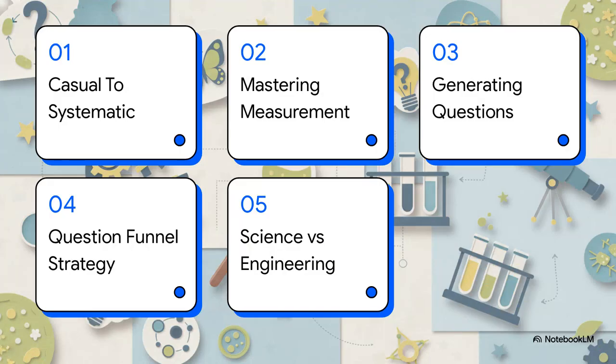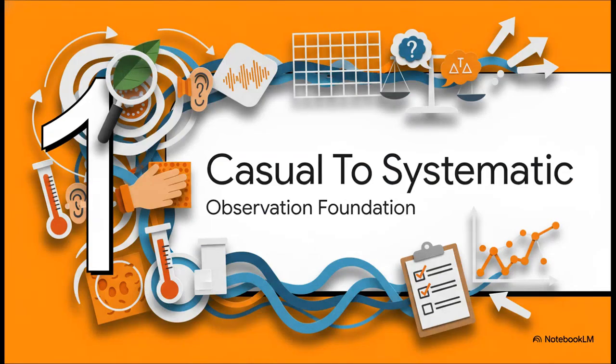Here is the roadmap for our explainer today. 1. From casual to systematic. 2. Mastering scientific measurement. 3. Generating testable questions. 4. The question funnel strategy. And 5. Science versus engineering practices. Let's get going.